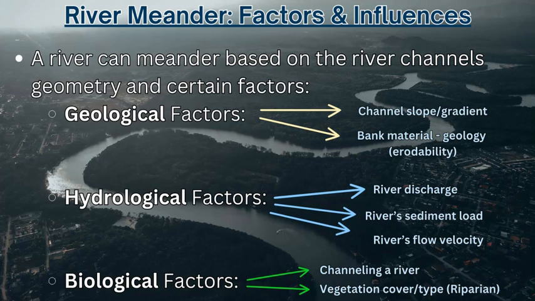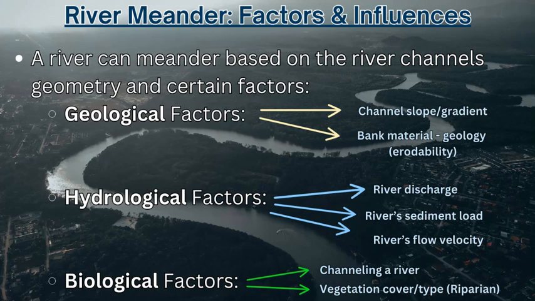Then you have the water factors itself. So the river itself, the discharge, the amount of water flowing down the channel at one time. You have the speed of that water, and you have the amount of sediment and dissolved load and material that the river is carrying or transporting, which will then lead to the ability for the water or river to erode. And this links to the degree or amount of erosion the river will do as it flows down through the meander. Then you have the biological factors.